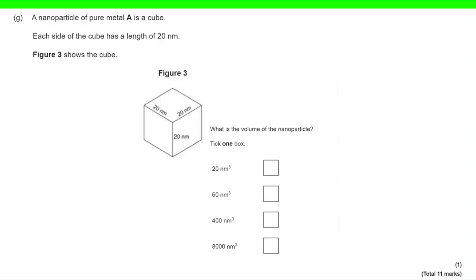And then finally part G, where we are working out the volume of the nanoparticle, which is 20 nanometers by 20 nanometers by 20 nanometers. If you do that calculation, 20 by 20 by 20, we get 8,000 nanometers cubed.